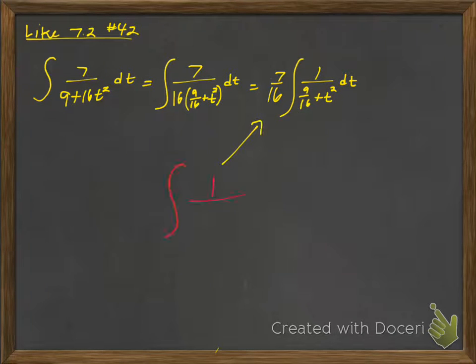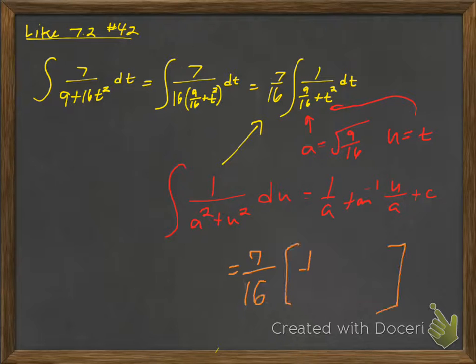And here is the antiderivative, the general form of it. If you have an integral of 1 over a squared plus u squared, where a is some constant, here's the antiderivative: 1 over a out front, arctangent of u over a, voila. We're going to use that. Our a is the square root of 9/16, since we see 9/16 in there. That first number represents a squared, so we take a square root to get a, and our u is t.